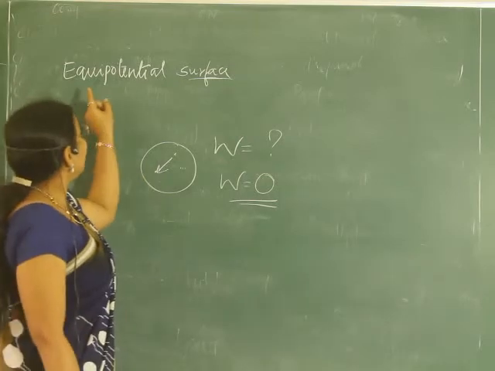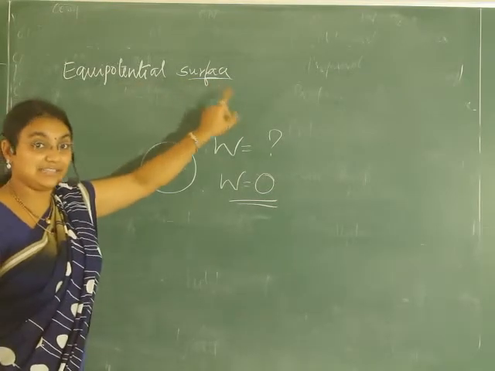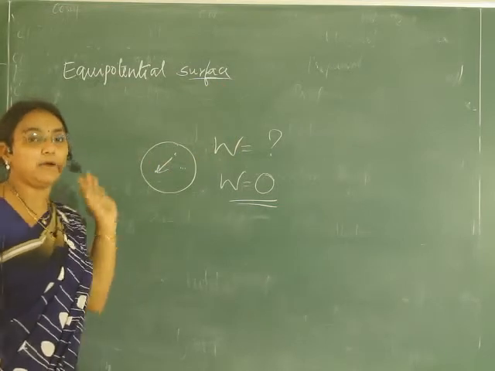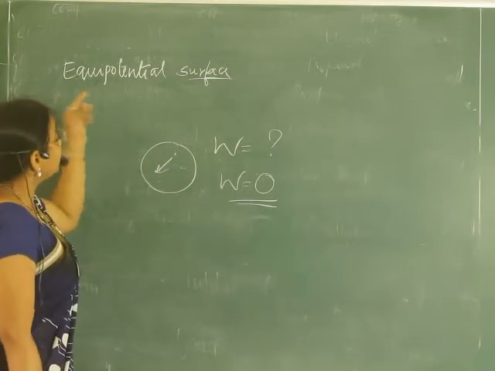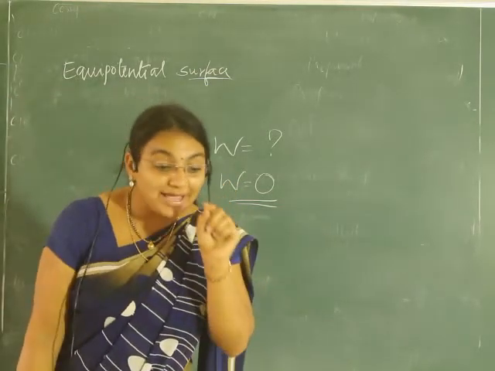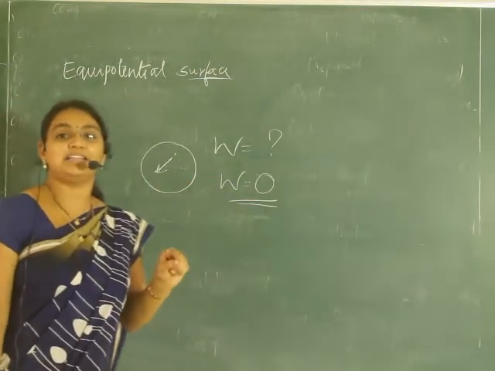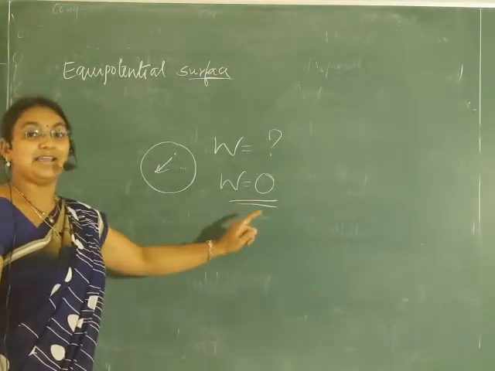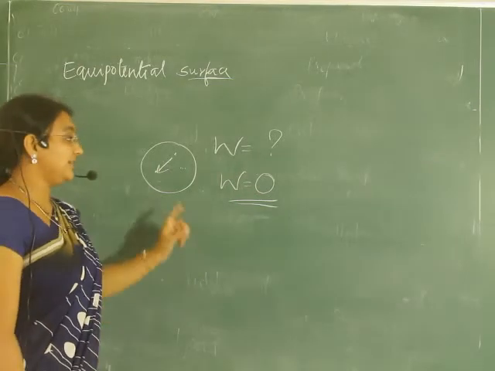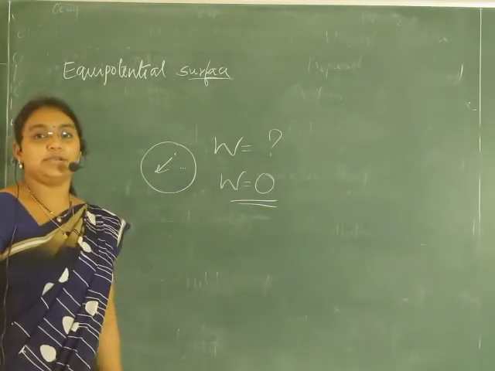Understood? So equipotential surface is a surface in which the potentials are same at all the points. And in an equipotential surface, if you want to move a charge from one point to another point, work done is equal to 0. Okay, always work done is equal to 0.